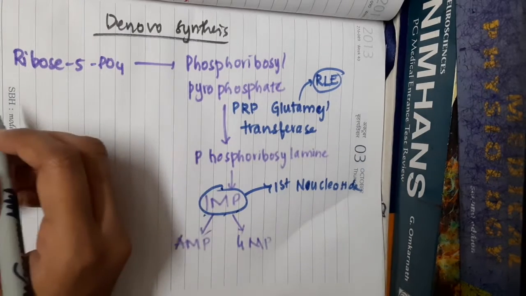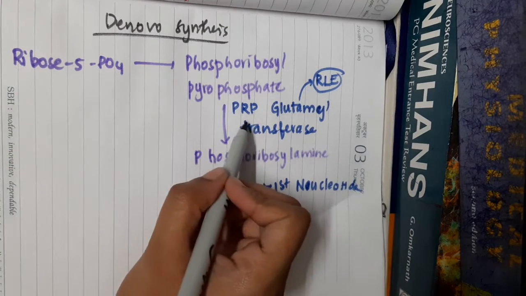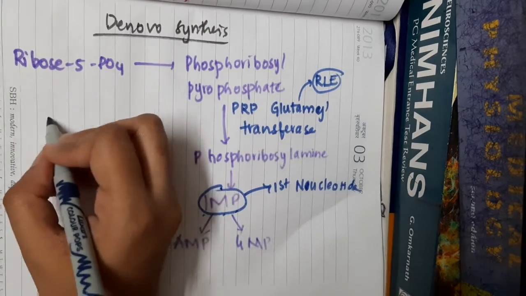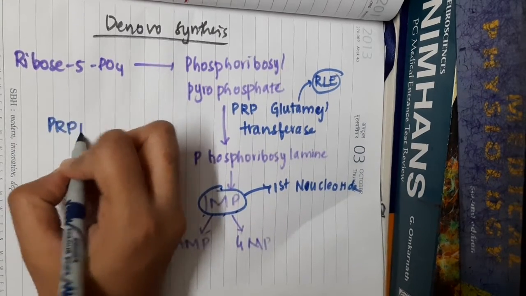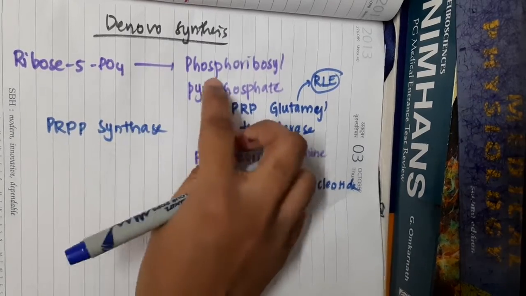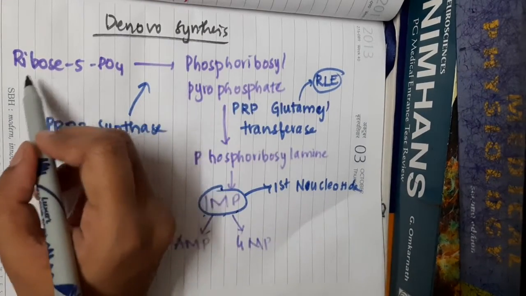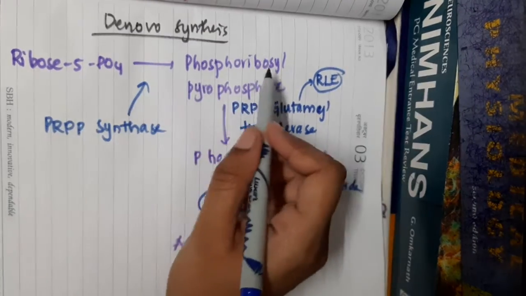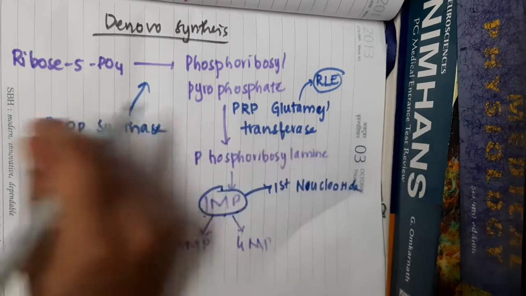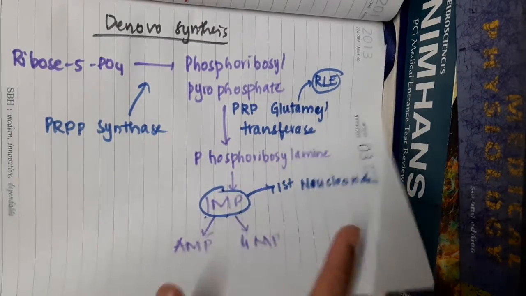If you see the regulating enzymes, there are two. One is phosphoribosyl glutamyl aminotransferase, which is the rate limiting enzyme, and the other is PRPP synthase, that is phosphoribosyl pyrophosphate synthase, which helps in conversion of ribose 5-phosphate to phosphoribosyl pyrophosphate. So this is the regulation of the enzymes. This is about the de novo synthesis.